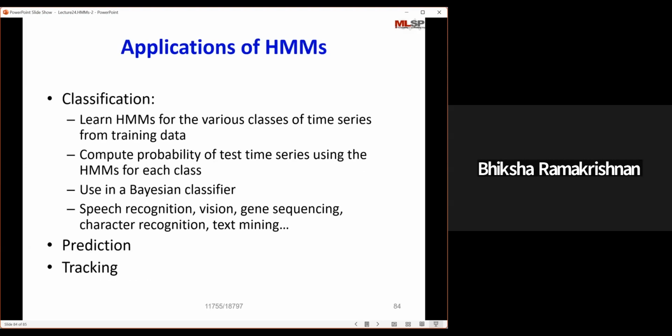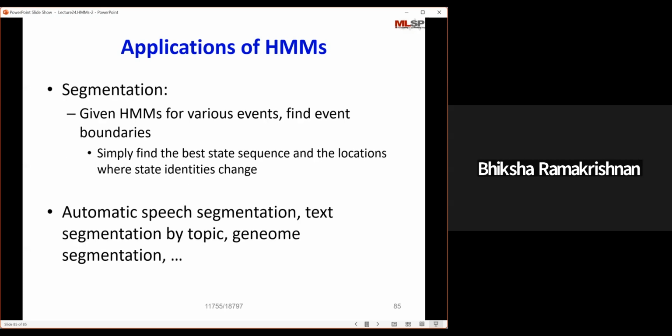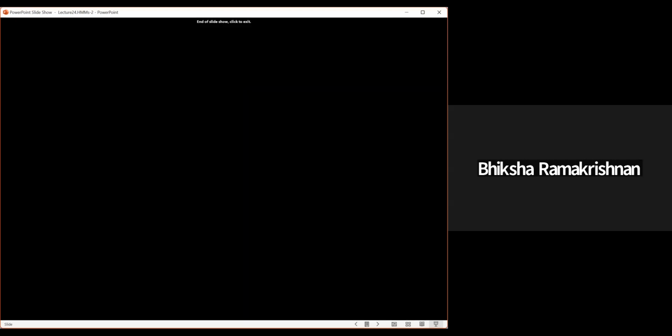And of course, HMMs are used everywhere to model time series, for Bayesian classification, and problems ranging from speech recognition, vision, gene sequencing, text mining. It's used very extensively in modeling the stock market and stock prediction and so on, where your observation sequences would be the stock values. A bunch of different applications.